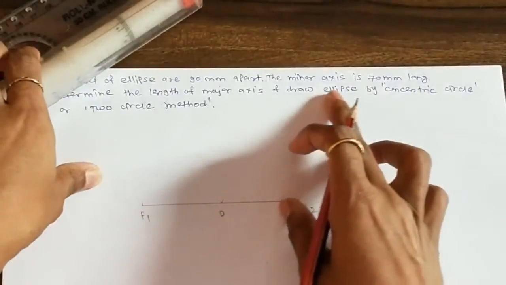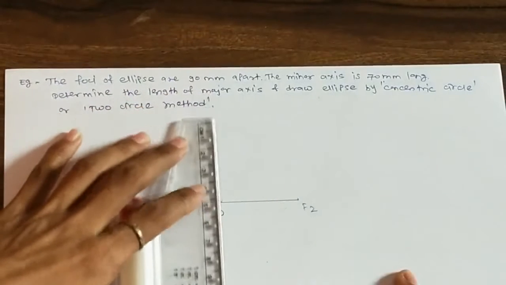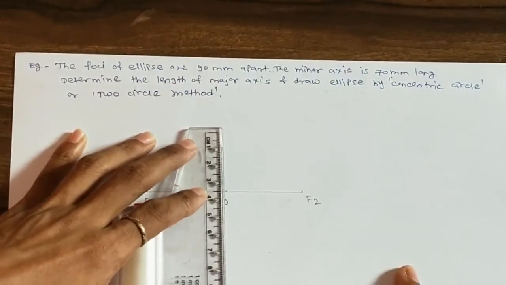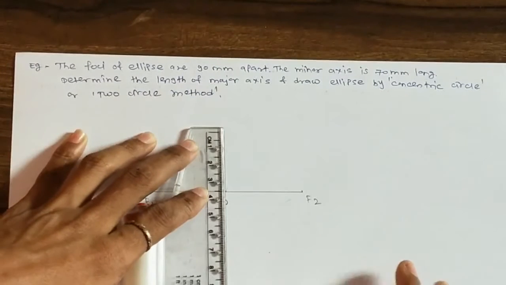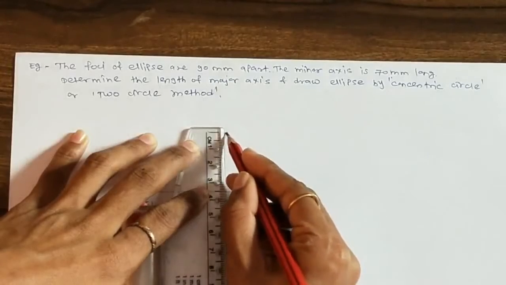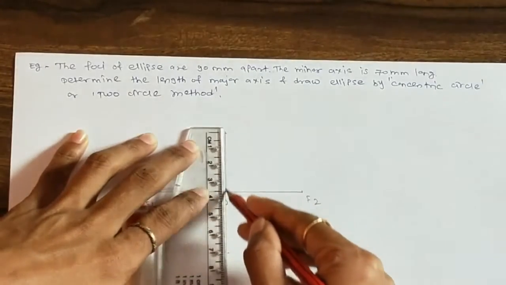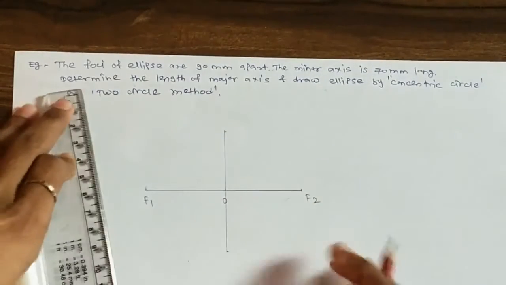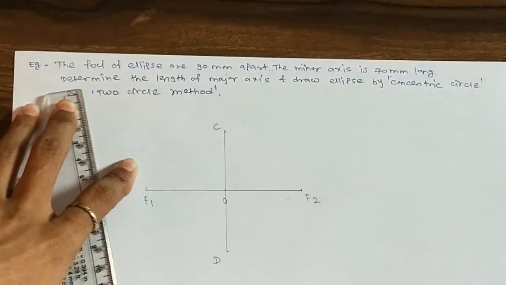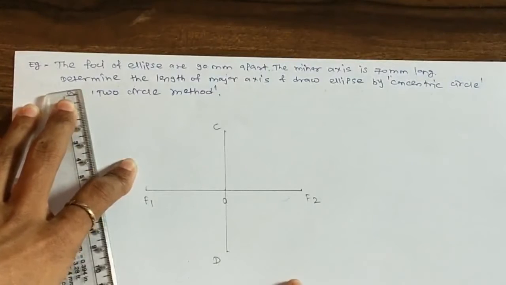Now the given minor axis is 70 mm. So draw the minor axis of 70 mm from point O, and name it as C and D. So this is the minor axis.